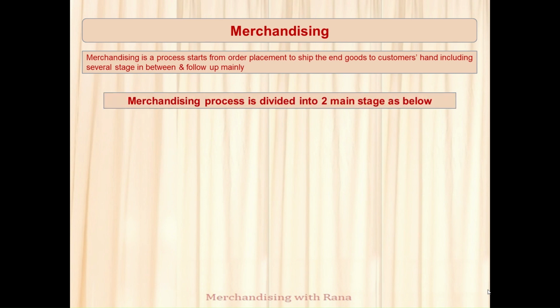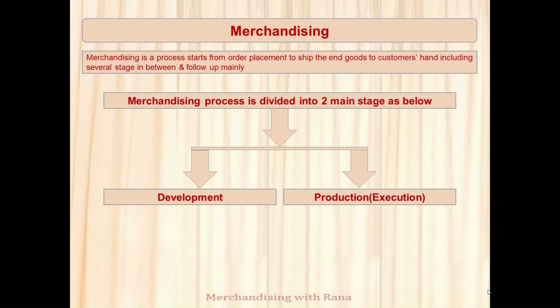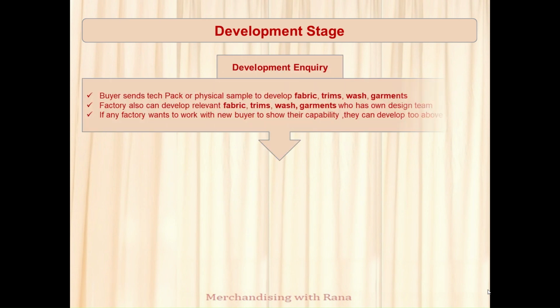By the way, the merchandising process is divided into two main stages as below: development and production. It is also called execution. So let me start from the development stage. It starts with the development inquiry. My existing buyer sends a tech pack or physical sample to develop fabric, trims, wash, garments.